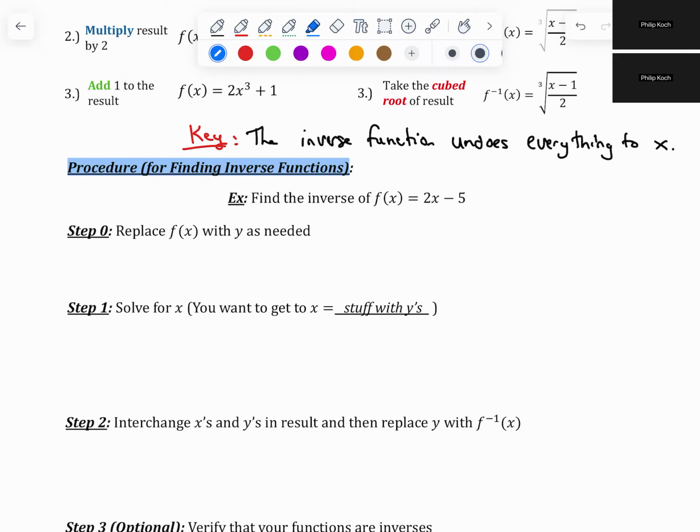But find the inverse of f of x equals 2x minus 5. First and foremost, to make it easier to write and easier to read, we're going to replace f of x with y as needed. Maybe it's just saying find the inverse of y equals 2x minus 5, in which case that step is not necessary. But in this case, it is. So we're going to rewrite it as y equals 2x minus 5.